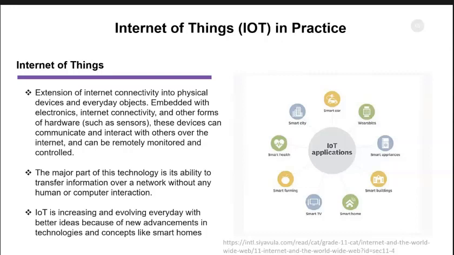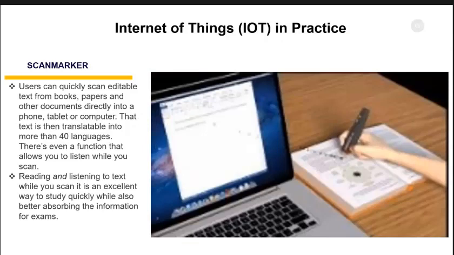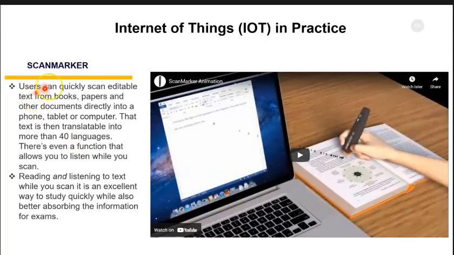Let's move now to the application of the Internet of Things in practice. There are many studies, research, blogs, and articles about the Internet of Things. But what does the Internet of Things provide us in education and how can it affect teaching and learning practices? Let's see this example, for instance, the scanner maker. With a scanner maker, users can quickly scan editable text from books, papers, or other documents directly into a phone, and it can even be translated into 40 languages, and you can even listen to the text while you scan. Let's see how this can work.